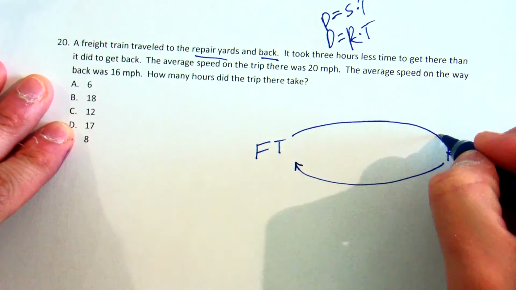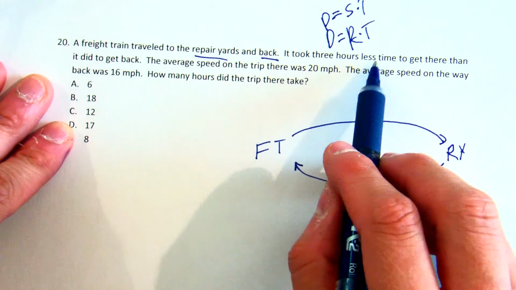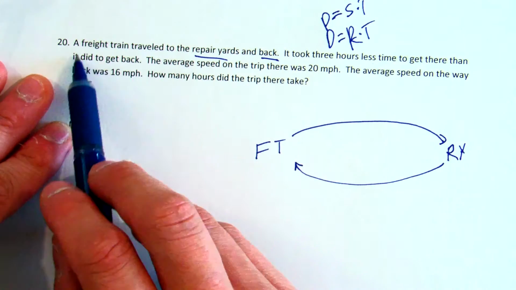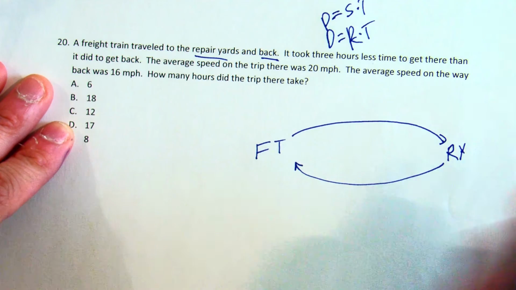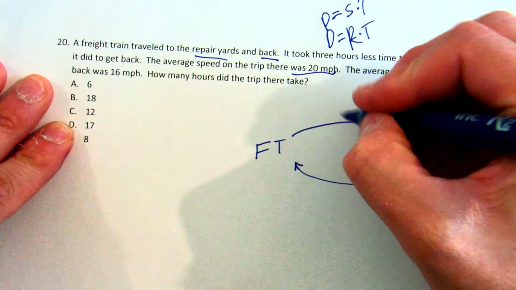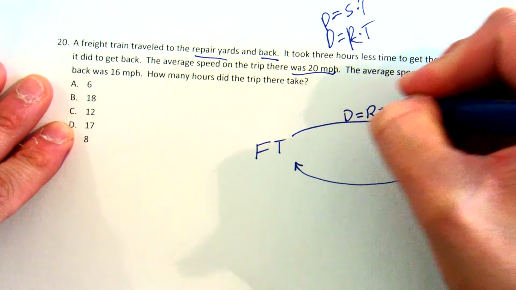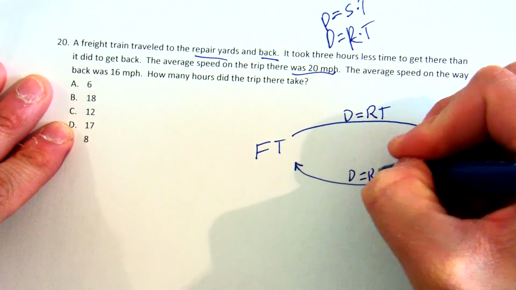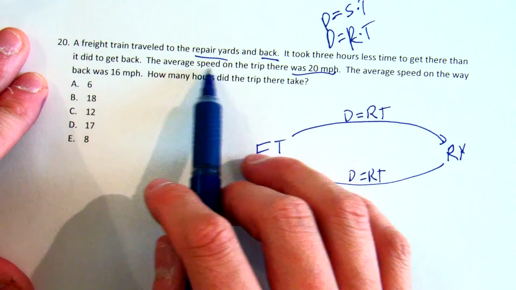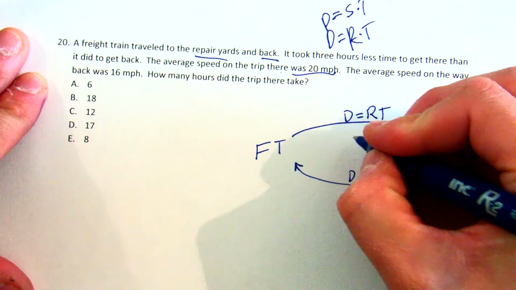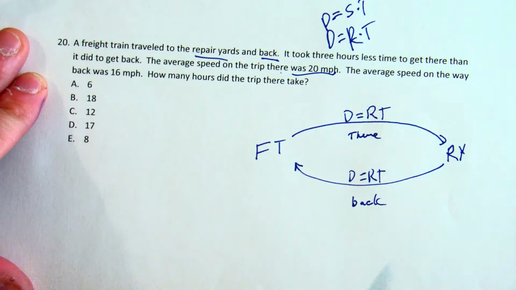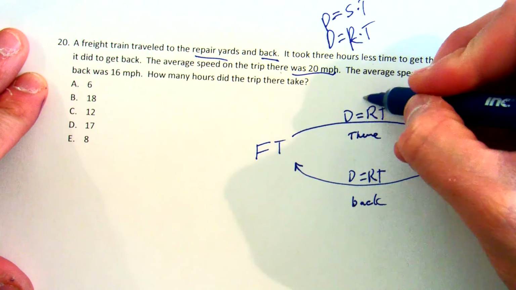Okay. It took 3 hours less time to get there than it did to get back. The average speed on the trip there was 20 miles an hour. So each one of these lines gets D equals RT. And we just fill in what we know, right? The average speed there. So this is there, this is back. They took 20 miles per hour there.